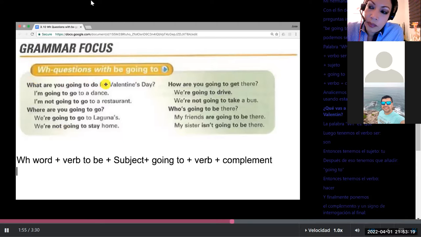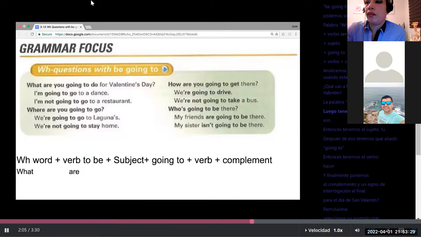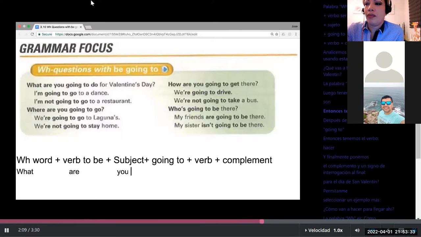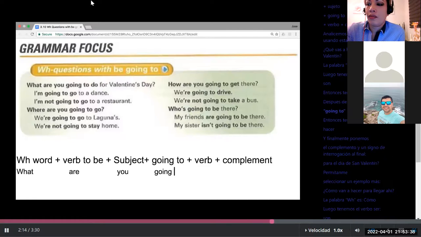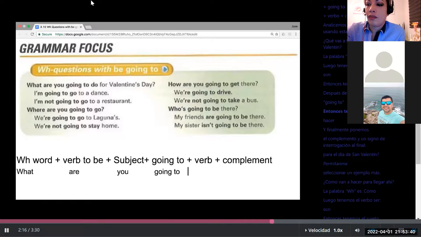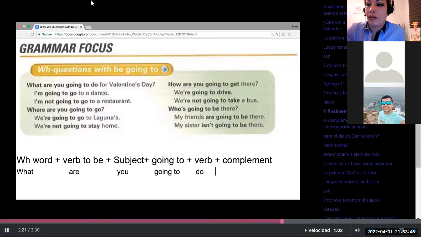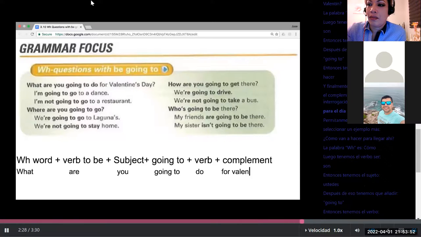What are you going to do for Valentine's Day? The WH word is what. Next, we have the verb to be, are. Then we have the subject, you. After that, we add going to. Then we have the verb do. And finally, we put the complement and a question mark at the end, for Valentine's Day.